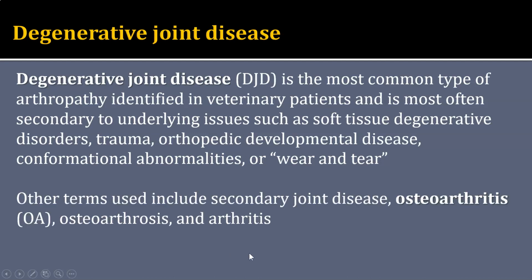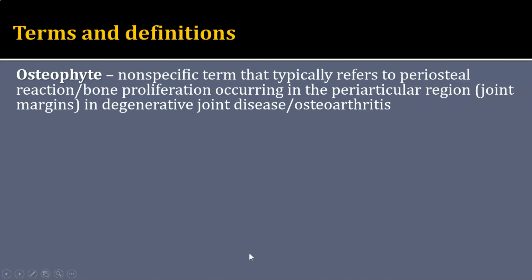Other terms used include secondary joint disease, osteoarthritis, osteoarthrosis, and arthritis. I've bolded osteoarthritis because I will use the terms DJD and OA, or osteoarthritis, interchangeably. You should learn more about this and how terms can be applied when you review your orthopedic lectures.